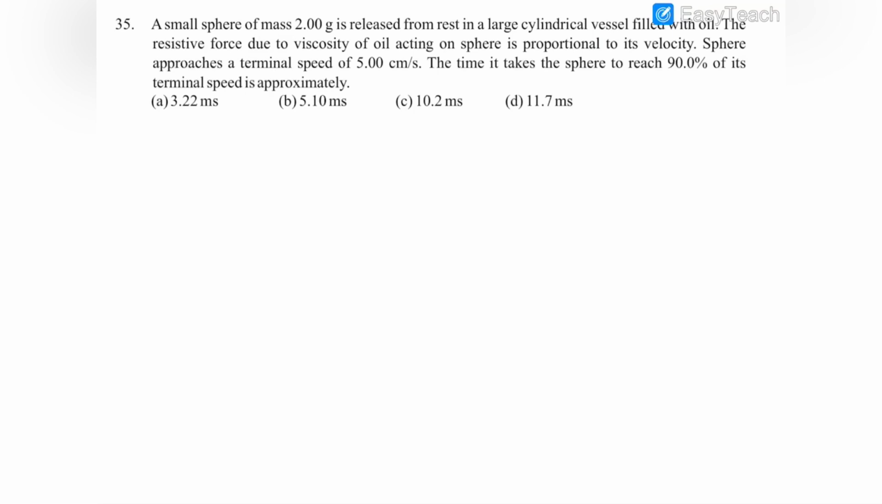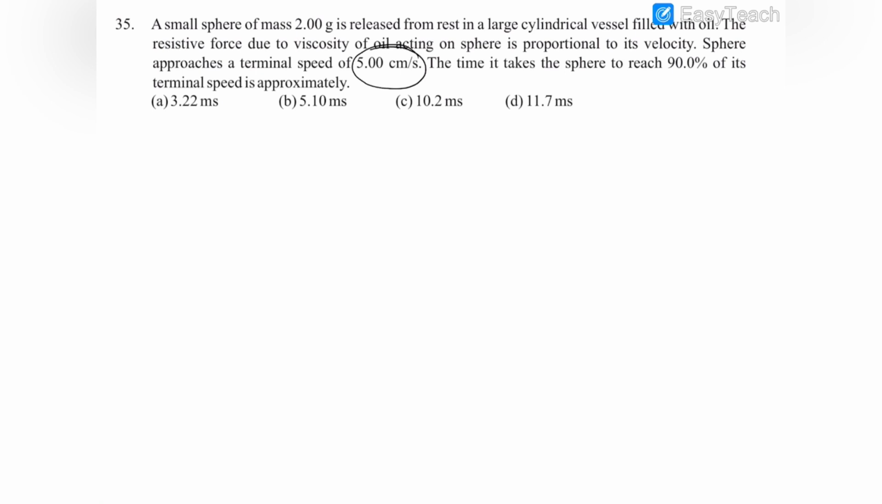In this question, you can see that there is a ball, a small ball, which is released inside a large cylindrical vessel, which is filled with oil. Now there is a resistive force due to that oil filled in the vessel, and that resistive force we all know as viscosity, and this viscosity is proportional to the velocity of the ball. Now the ball approaches the terminal velocity of 5 centimeters per second.